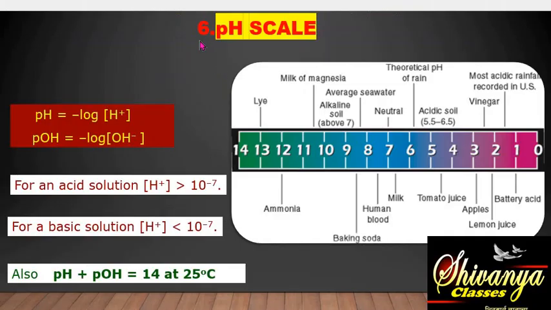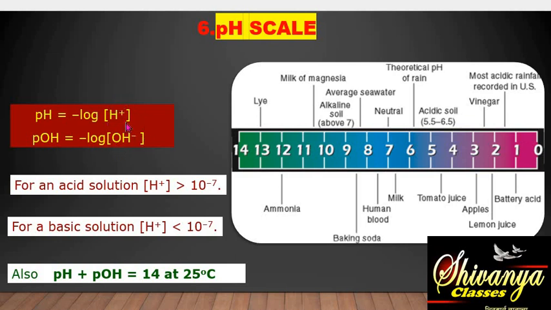Next point is the pH scale. What do you mean by pH? What do you mean by pOH? Before starting, we'll understand the definition. pH is the negative logarithm at the base 10 of hydronium ion concentration, and pOH is the negative logarithm at the base 10 of hydroxyl ion concentration. What does it mean?